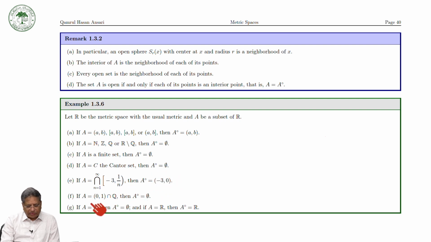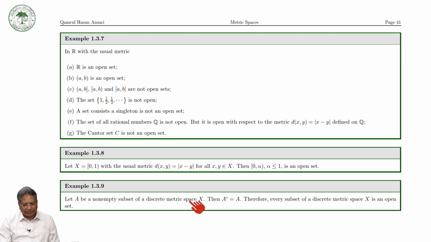And if A is all the rational numbers between 0 and 1, then again, as we have seen, the interior of the rational numbers is equal to the empty set. So if you take the rational numbers between 0 and 1, then the interior of such a set is also the empty set. And it is by convention that the interior of the empty set is empty, and the interior of the whole set is the whole set. Okay, so this is the last one.